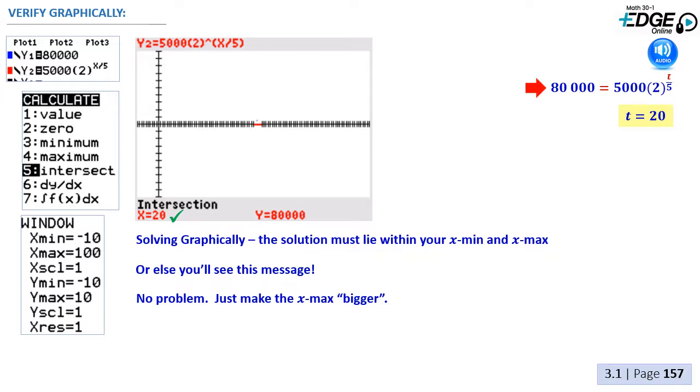So if you do want to see it, you would need to replace your y maximum with a number larger than 80,000. But importantly, that's not necessary to find the solution. However, it is necessary that the x domain, so x min to x max, includes the x value you're looking for.